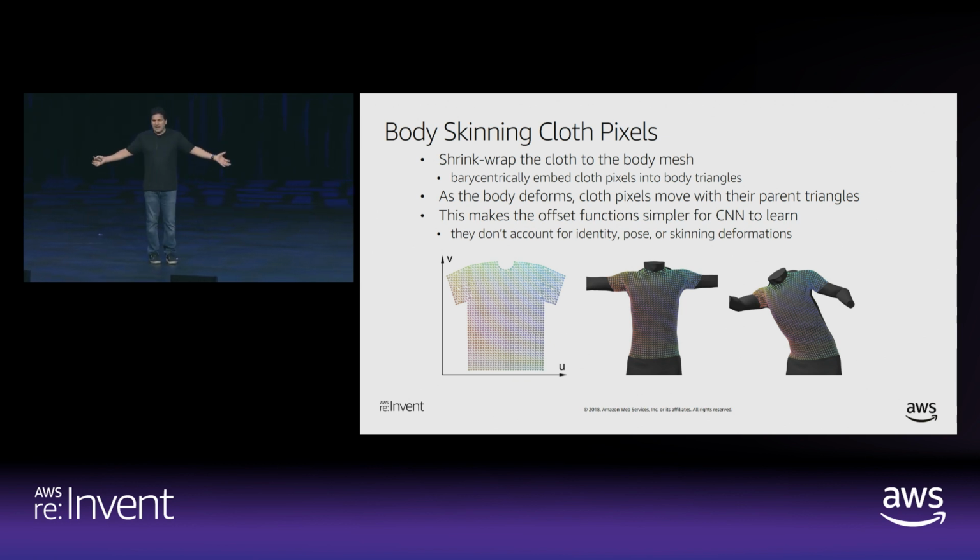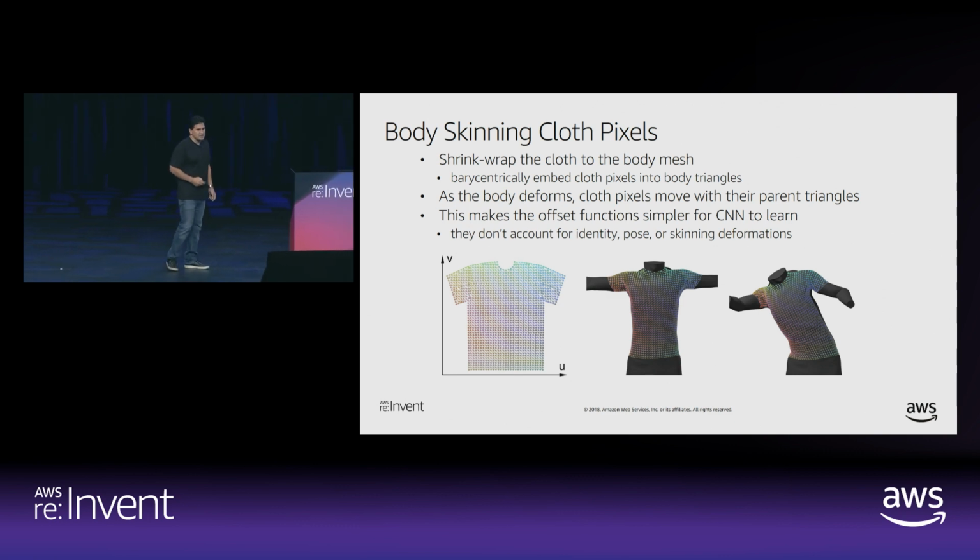But to get the identity of the person, that doesn't have to be in the network. We'll get that from skinning. As the person moves around and deforms their body, that also doesn't need to be in the network. We get that from skinning. We only need the displacements from that in the network, which makes it easy for the network to learn.